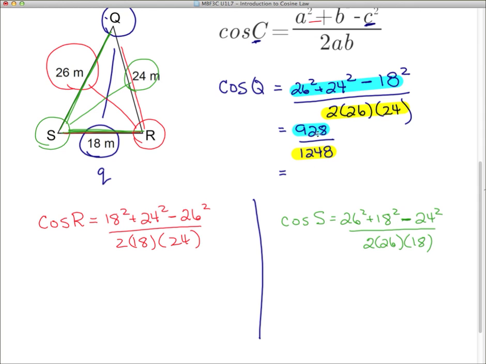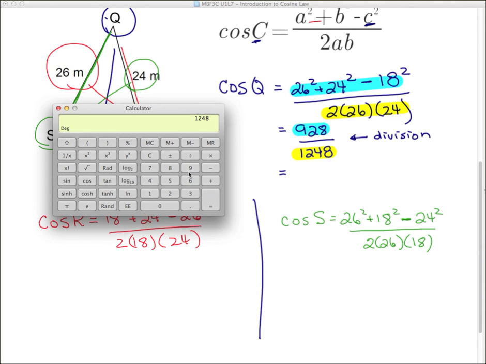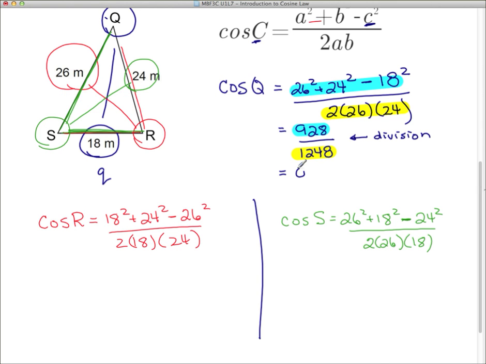And then we're going to actually do that division because that's what this thing means. That's a division. I'm going to put this little thing in here and I'm going to say division. And we're going to go 928 divided by 1248 equals, and I get 0.7436. Now that is the cos of Q.